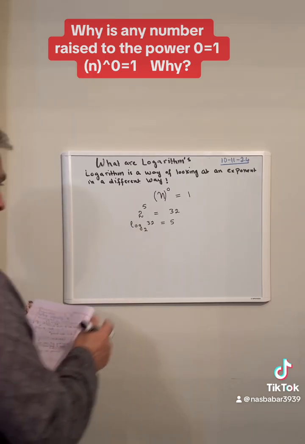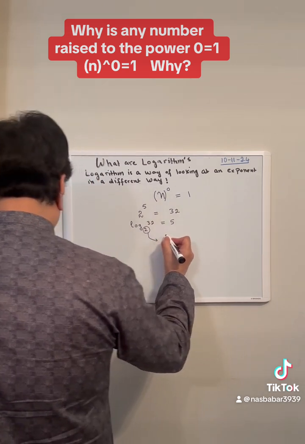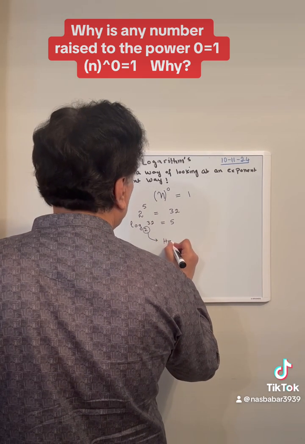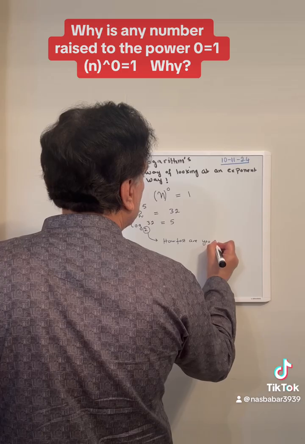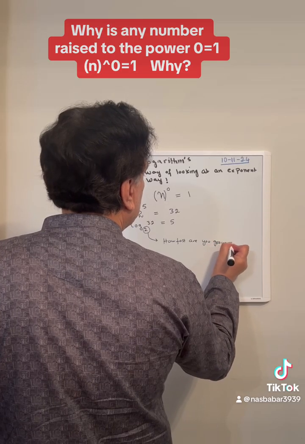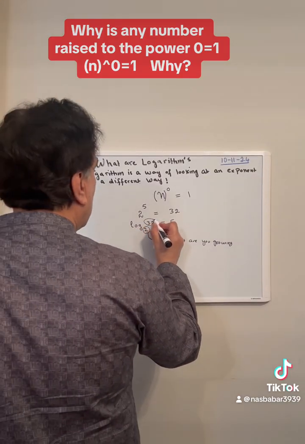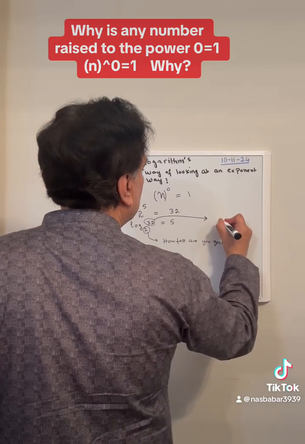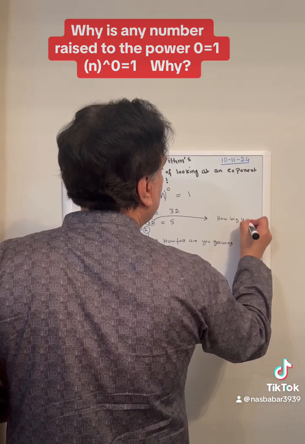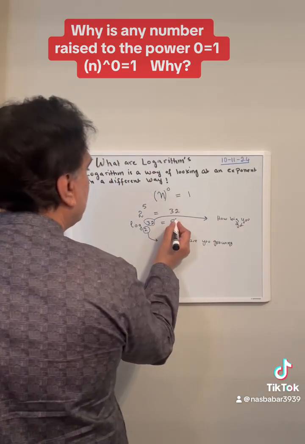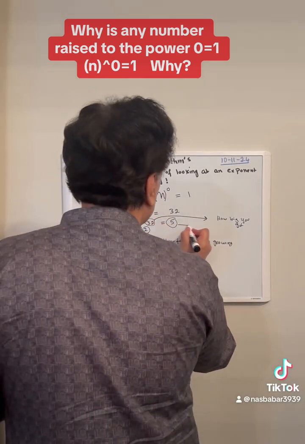So basically, this 2 right here means how fast you are growing. And this 32 right here means how big you got. And then finally, this 5 right here is the rate of growth. This is the punchline, so keep that in mind. This 5 is the rate of growth.